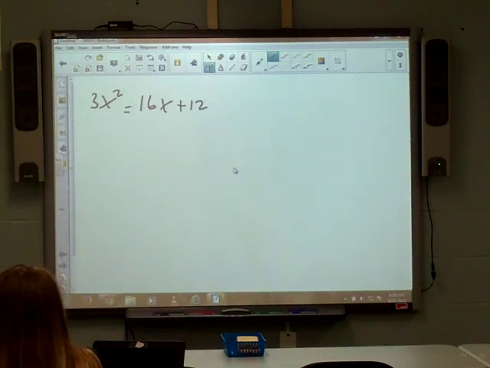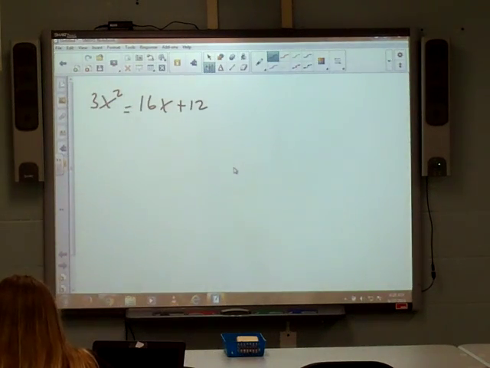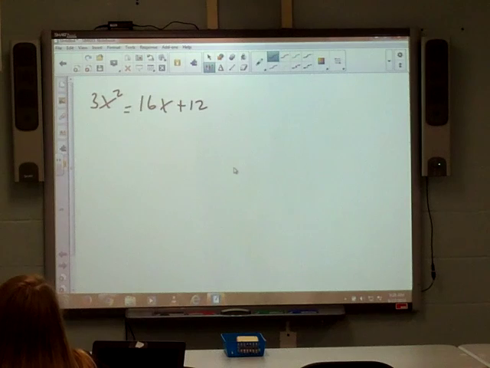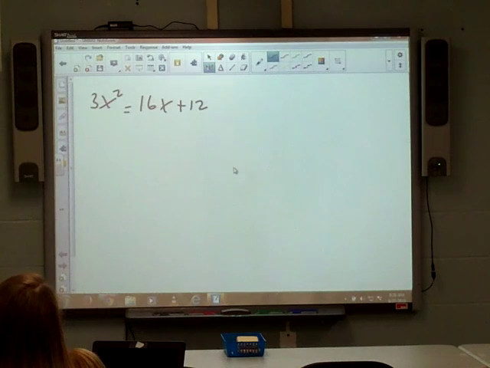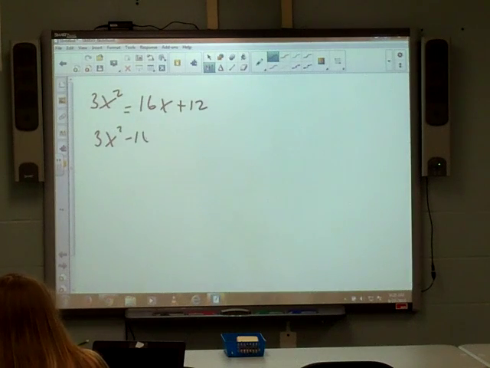A lot of people on this will say, well, I'll just move the 3x squared over there, because then I'll just have to move one thing and that'll be easier. But that's really not easier. When your a is negative, it's a little bit trickier. So I try to keep my a positive. So I want that 3x squared, since it's already positive, to stay where it is. So it's the other side that I'm going to move over. How do I move a 16x over? Subtract it. How do I move a 12 over? Subtract it.